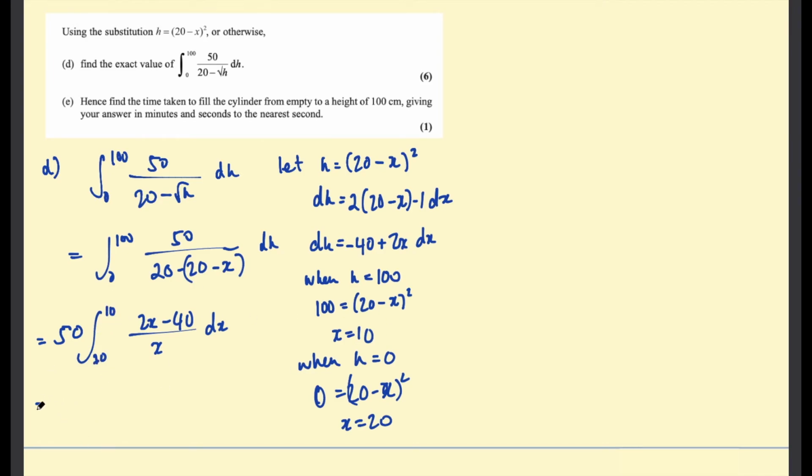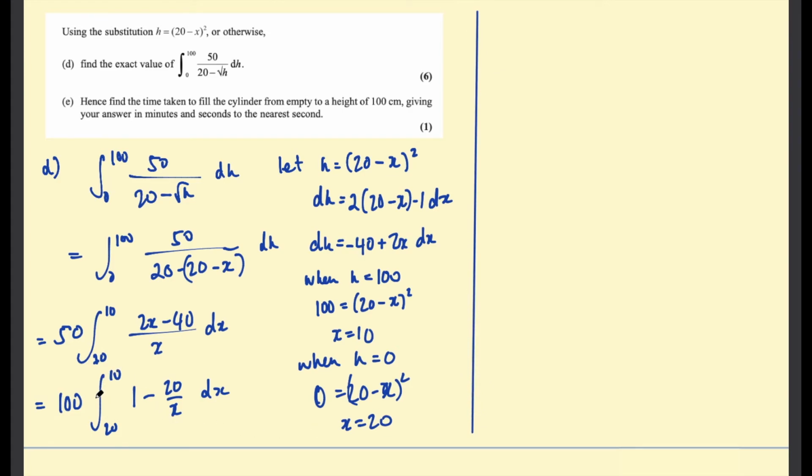Okay, let's simplify a bit more. Let's factorize the 2 out. And in here we have now x take 20 over x. But we could separate these terms. So x over x is 1. Then we would have 1 take 20 on x with respect to x. Alright, this is simplified nicely. Now we can find this integral. This will be the integral of 1 is x. The integral of 20 on x is negative 20 log x. And this is from 20 to 10.